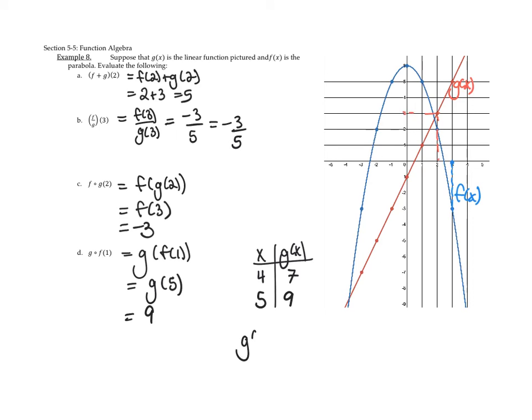We could also notice that g of x looks to be the function 2x subtract 1, so g of 5 would just be 2 times 5, or 10, subtract 1, which is 9. So that is the end of our section on function composition.